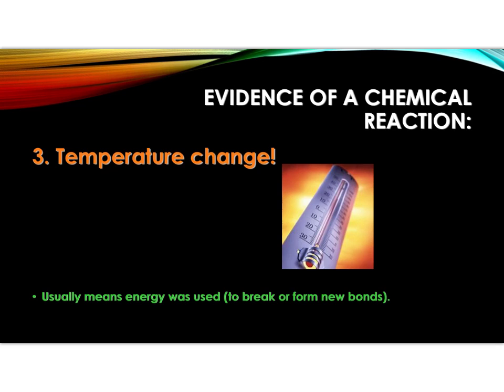And last but not least is temperature change. If my temperature changes from hot to cold or cold to hot in either direction, it means that energy was either used or energy was released. And as a result, we were breaking or forming new bonds. So a temperature change is evidence of a chemical reaction. When I break or form new bonds, it means I'm rearranging those atoms and forming a different substance with different properties.